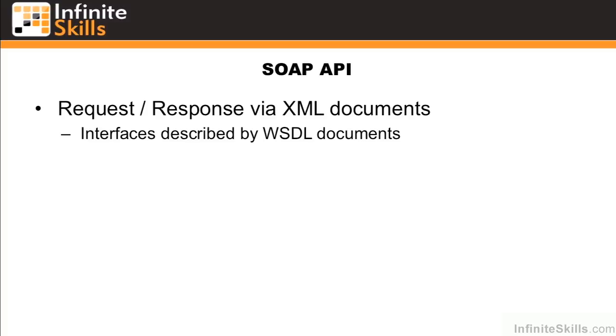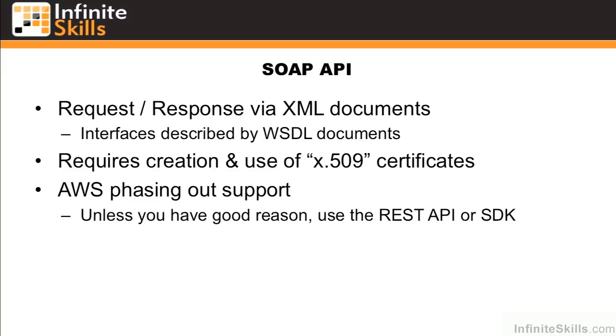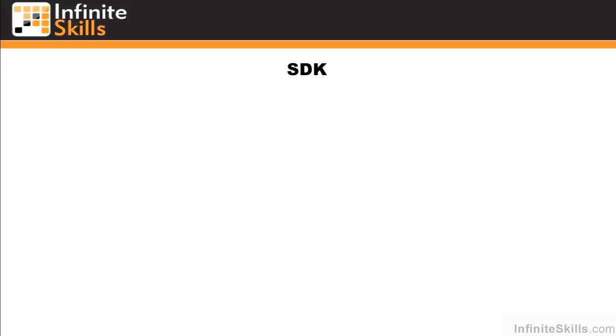The SOAP API does request response via XML documents. The interface to deal with the SOAP API is described by a WSDL document. It also requires creation and use of X509 certificates to sign the requests. AWS is phasing out support of this. Unless you have a very good reason, try to use the REST API or SDK for programmatic interface.